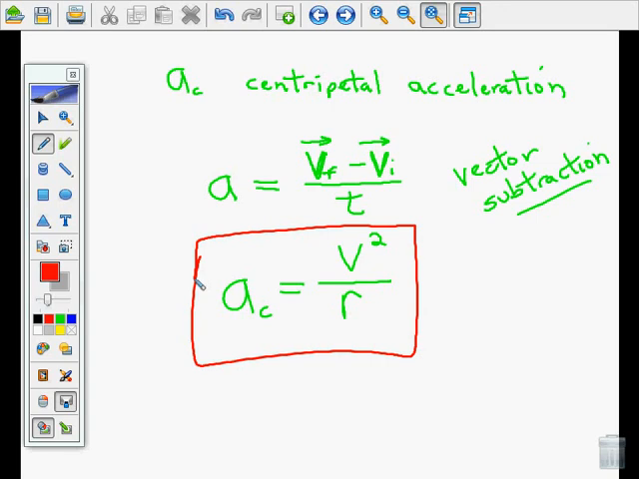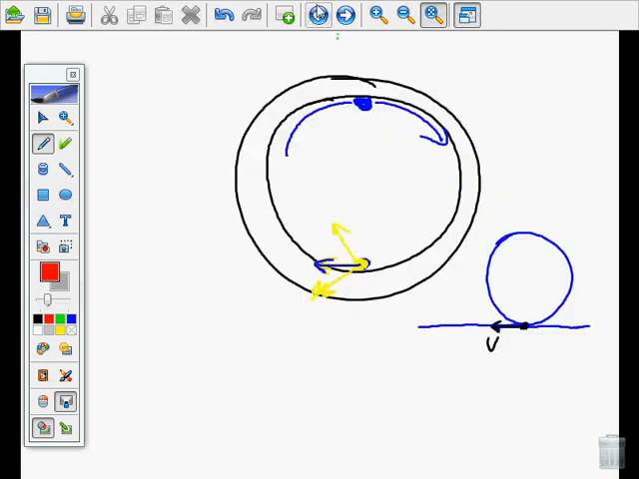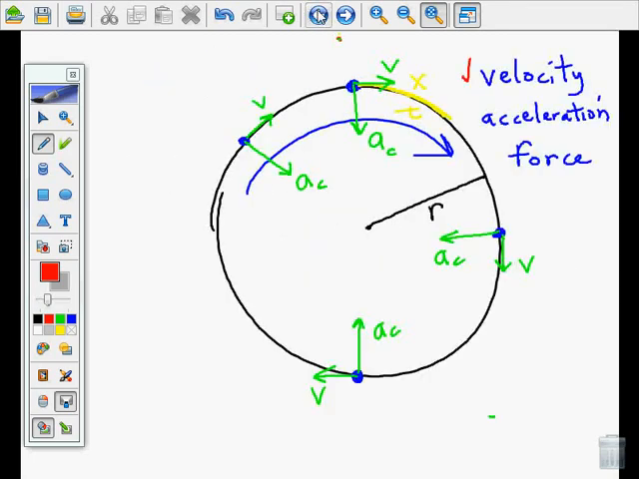So when you're dealing with circular motion, avoid using this formula because you don't want to have to deal with vector subtraction. Use the much easier v squared over r, where v is the tangential velocity and r is the radius of the circle. So going back, we discussed velocity, we discussed acceleration, and now we're discussing the force.